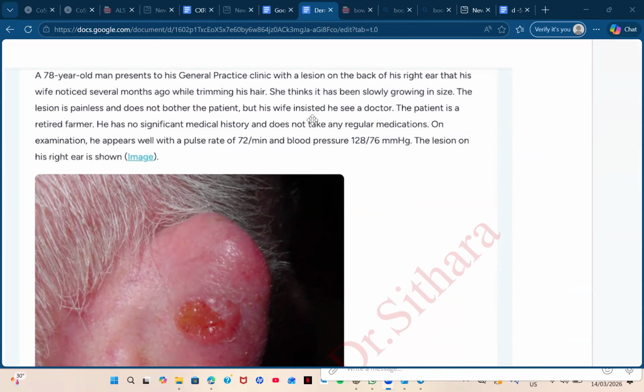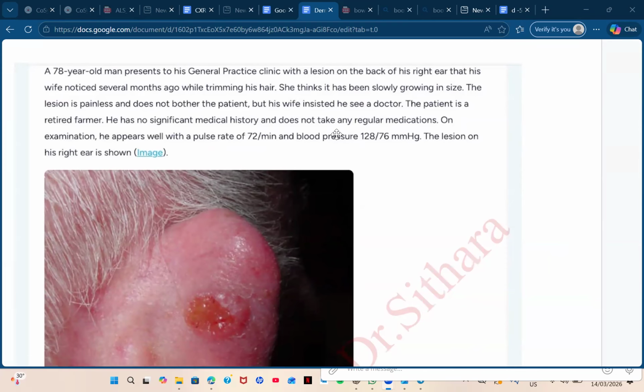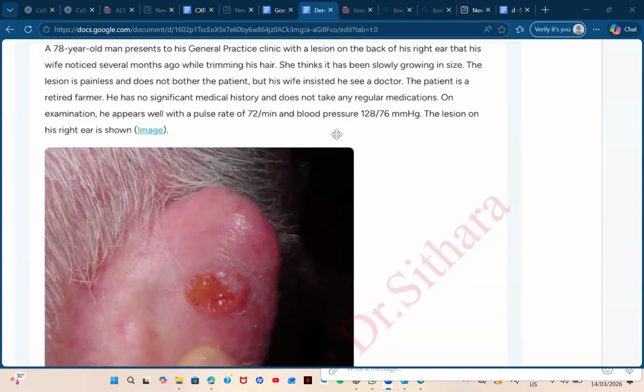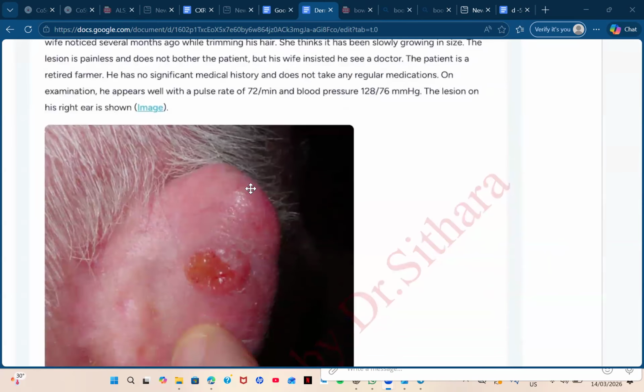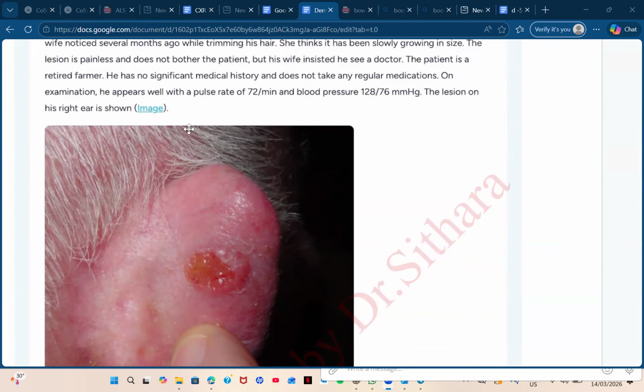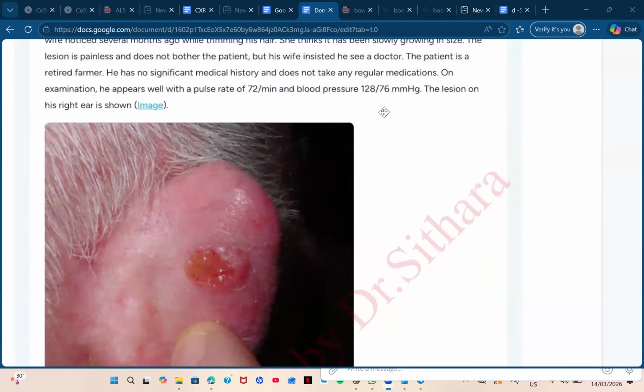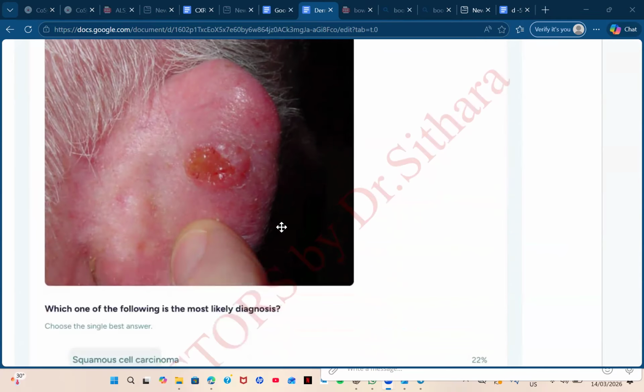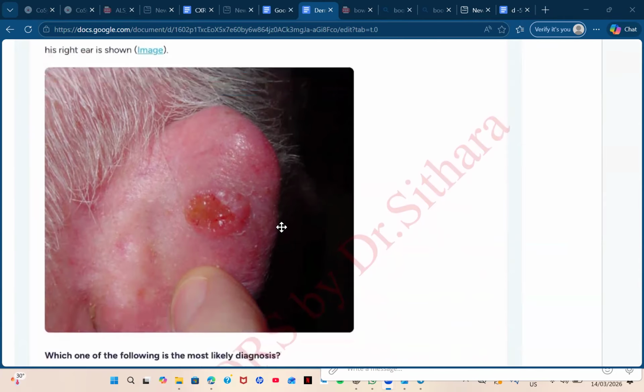Okay. She thinks it has been slowly growing in size. The lesion is painless and does not bother the patient, but his wife is insistent that he see the doctor. The patient is a retired farmer with no significant medical history and does not take any regular medications. On examination, he appears well with pulse rate 72 and BP 128 by 76, and the lesion on his right ear is shown here. So, which one of the following is the most likely diagnosis?